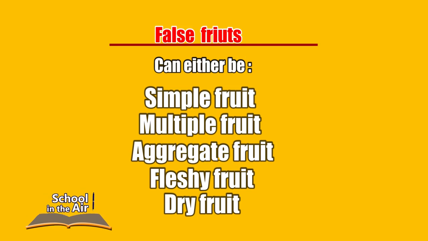So we have these two groups that all the fruits in the universe can be grouped into, true fruit or false fruit. And then we have these classes that fall under these two big types, that is dry or fleshy. So that means that a fruit can belong to two types or two groups. For instance, the mango is a true fruit. It is also a simple fruit. At the same time, it is also a fleshy fruit. The same thing goes for the tomato. It is a true fruit. It is a simple fruit, and it's also a fleshy fruit.